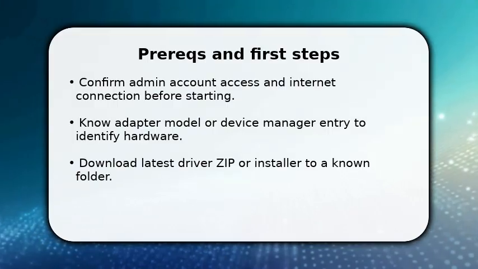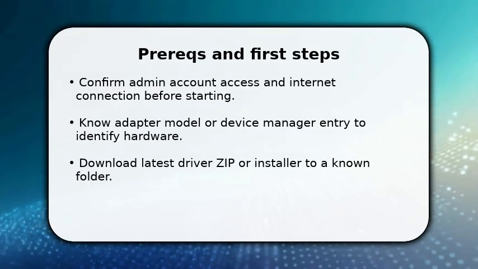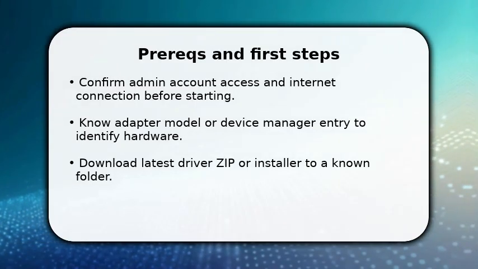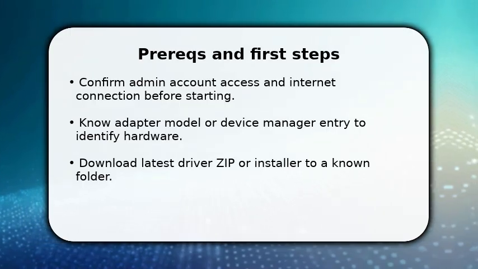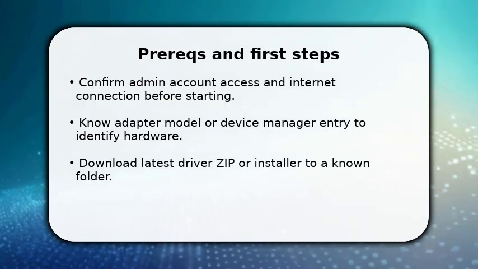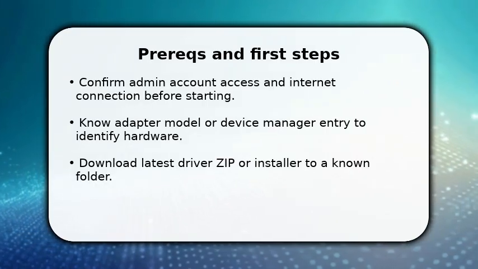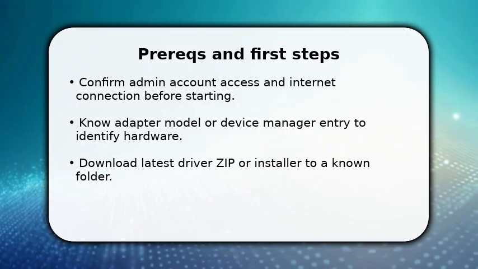You start with Essentials. Sign into an administrator account and make sure you have an active internet connection. Once done, open Device Manager. Press Windows key, type Device Manager, and launch it. You want to locate the network adapters node so you can see the missing or flagged device.